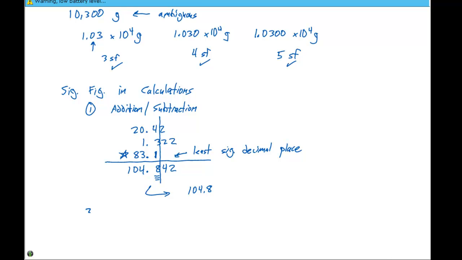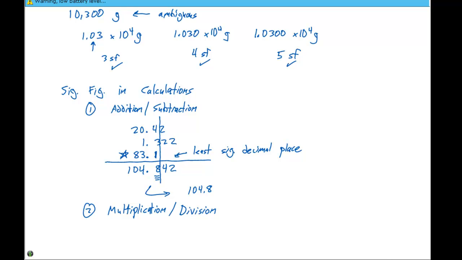The second rule comes into play when we have multiplication or division. And the rule's a little bit different. The result contains the same number of significant figures as the measurement with the fewest significant figures.